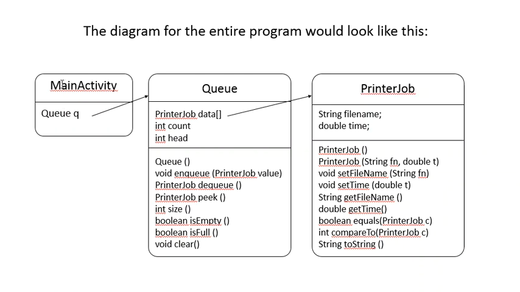We're going to have a main activity. It looks like this was done in Android, and the main activity has a queue, and the queue is over here, and then we have a printer job. So the queue is going to be a queue of printer jobs. So it would look like this.